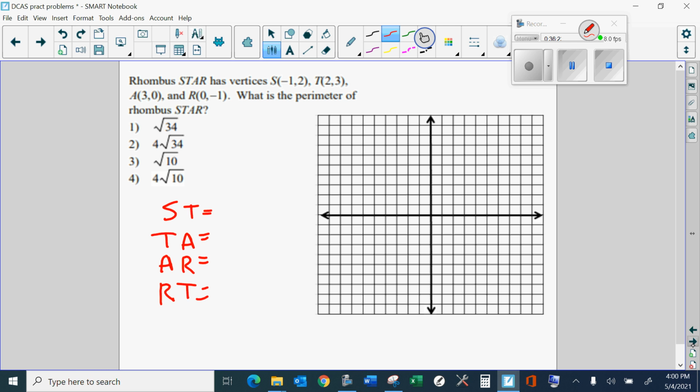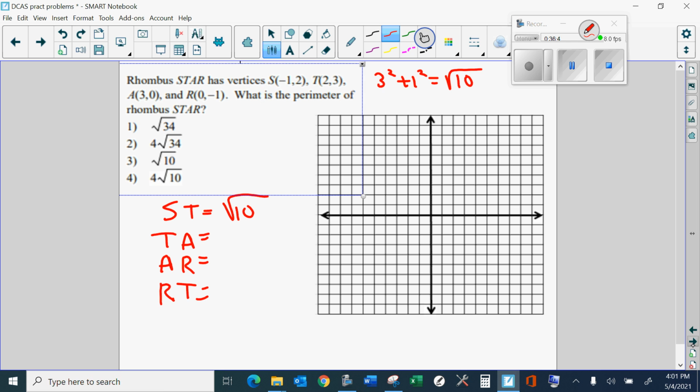You can sit there and graph it, but I'm going to show you just using arrows here. From S to T, how far from -1 to 2? That's 3, so 3 squared. How far from 2 to 3? That's 1, 1 squared. And then it's the square root of that. 9 plus 1 is 10, so that's the square root of 10. Okay, how far from T to A? So now we're looking at T to A. 2 to 3 is 1 squared, and how far from 3 to 0? 3. So that's also the square root of 10.